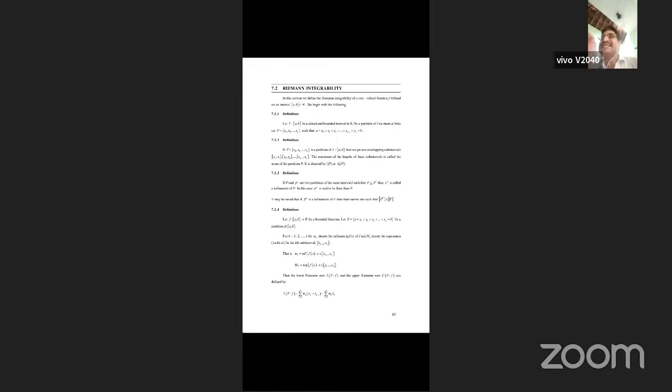Now x is one of the elements. Instead of x, put a equal to x naught. We can denote the points as x naught, x1, x2, and so on up to xn. In between are the subintervals. These are all partition points between a and b. Here a equals x naught and the terminal point b equals xn. Suppose we write the integral from x naught to xn instead of the integral from a to b.